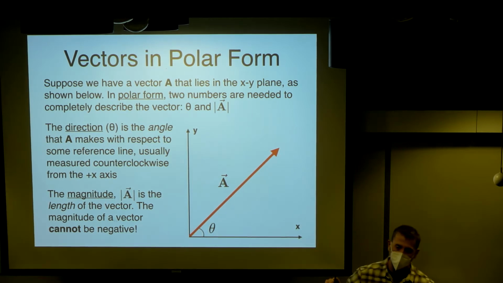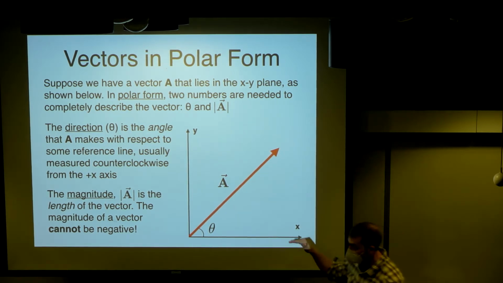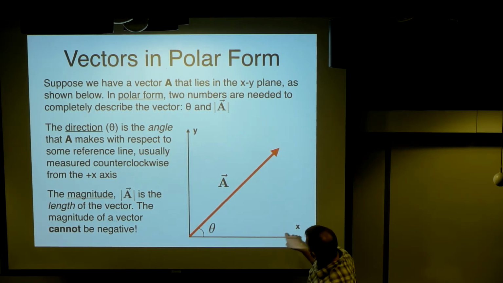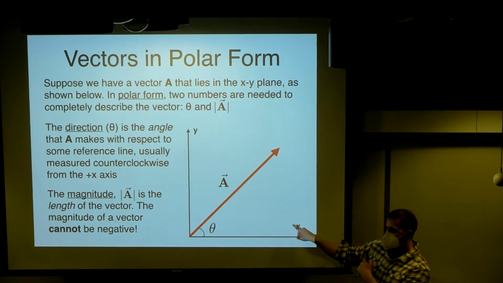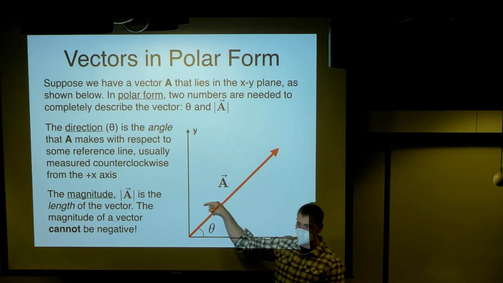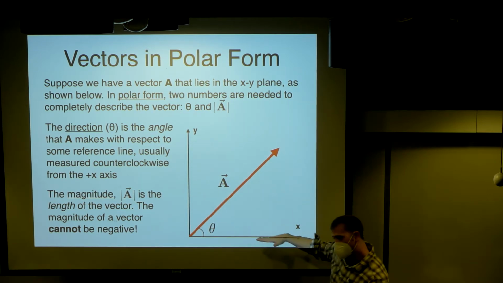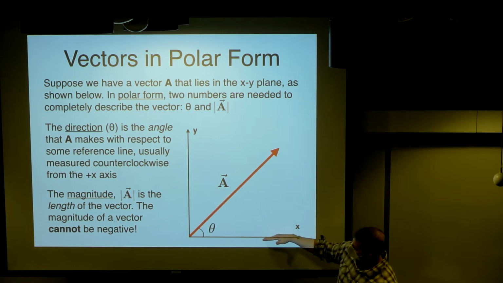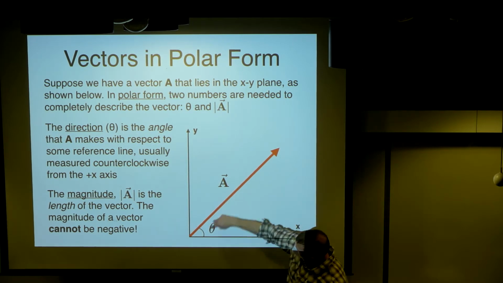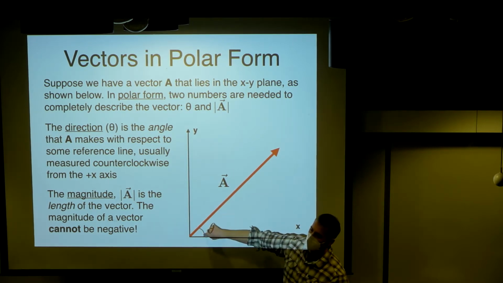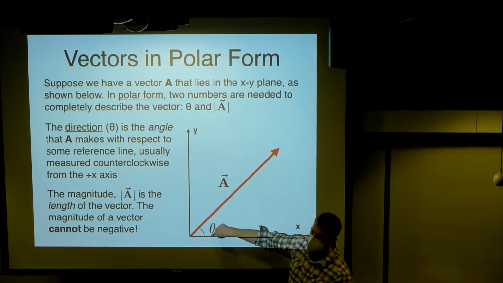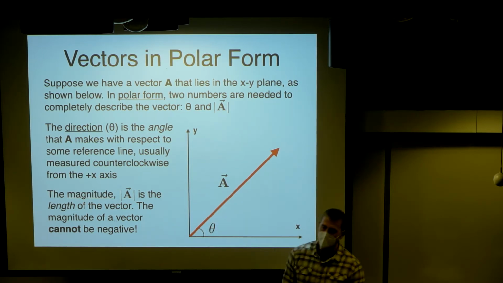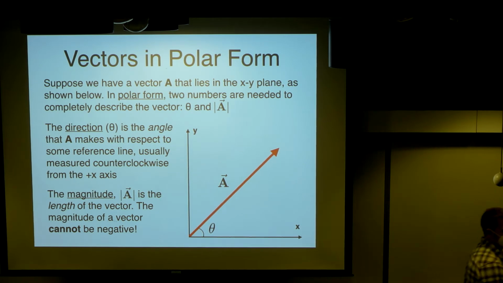So just so we're on the same page, we take the measurement of the angle off the positive x-axis going counterclockwise. We start here on the positive x-axis, we go counterclockwise, and that's how the angle is defined. There are other ways you could do it, but this is the convention we're going to use. Makes sense? So we start here, go counterclockwise, that's our angle. Make sense?